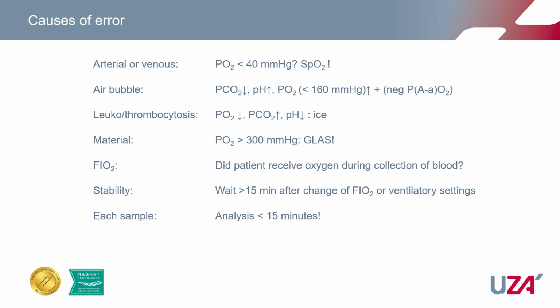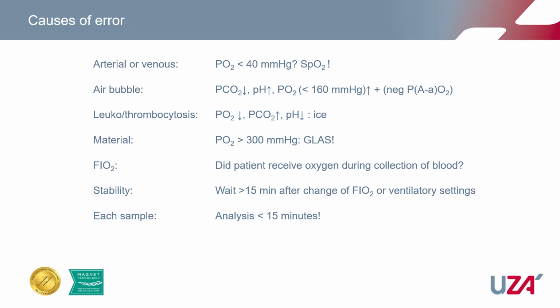In each blood gas sample, there may be causes of error. Sometimes there's doubt if a blood gas is arterial or venous. In general, a PO2 of less than 40 millimeters of mercury is seldomly arterial. If in doubt, please use a pulse oximeter. In case of an air bubble, oxygen diffuses from the air bubble to the blood, while CO2 diffuses from blood to the air bubble. As a result, PCO2 may be decreased, pH increased, and PO2 increased to such an extent that there may become a negative AA gradient.